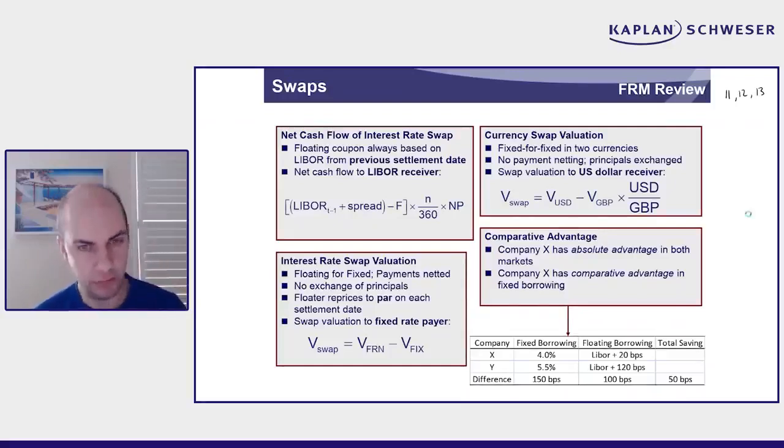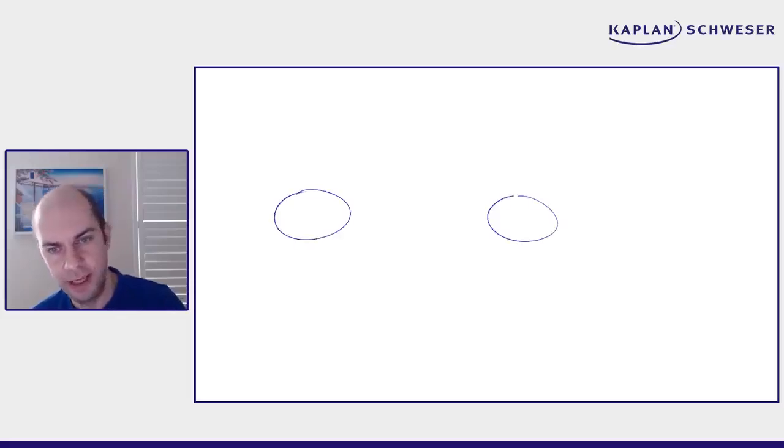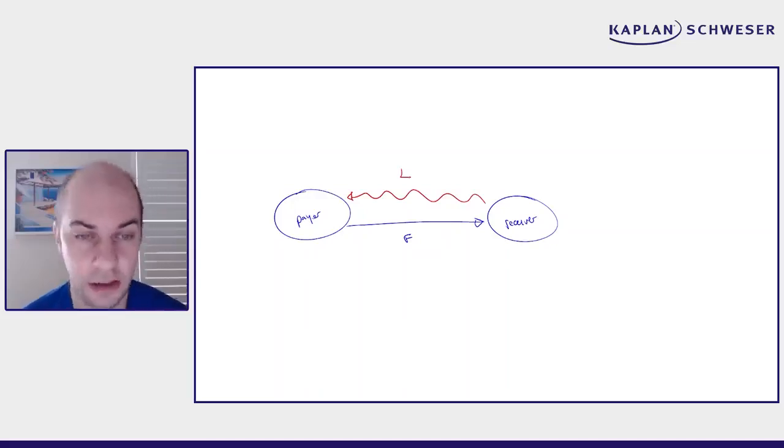So remember, with interest rate swaps, we have a payer on the left here and a receiver on the right. The payer is the one paying the fixed rate. The receiver is the one receiving the fixed rate. So this is all in reference to the fixed rate. And then in exchange, they pay LIBOR. The receiver pays LIBOR, the payer receives LIBOR.